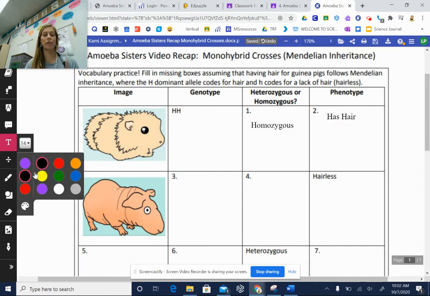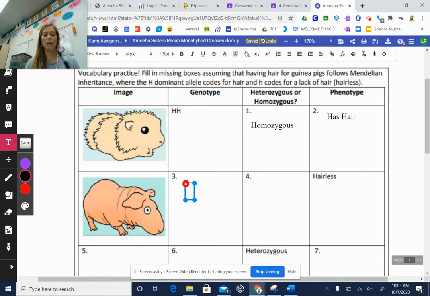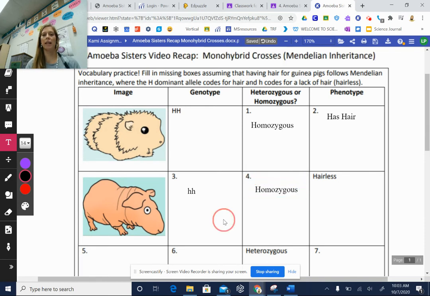Okay, so then we're going to look at this one. In order to be hairless, there's only one option, because remember, if you've got a big H at all, then your guinea pig's going to have hair. So we know that this guinea pig has to be little h, little h, because you have to have two recessive genes in order for them to show. So this is also homozygous because the genes are the same here, little h and little h. And that's going to give us a hairless guinea pig.